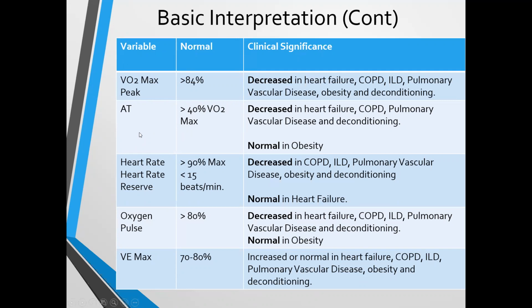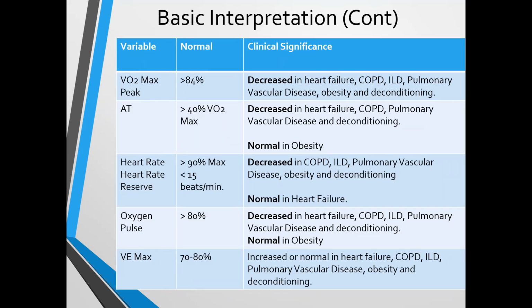And the AT is the anaerobic threshold. Again, anaerobic threshold greater than 40% VO2 max. What they're saying here is that the anaerobic threshold should occur later. However, it occurs earlier in heart failure, COPD, pulmonary vascular disease, and deconditioning. So you're looking at these different parameters, and if you look at them in total, not individually, it's going to allow the clinical team to triangulate the signal and, in a stepwise fashion, look at what's normal and what's not.